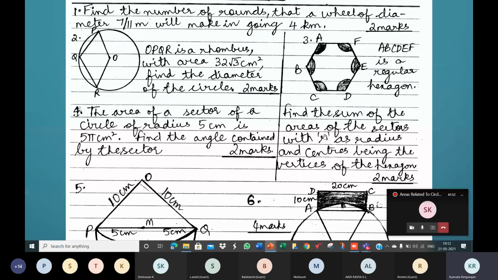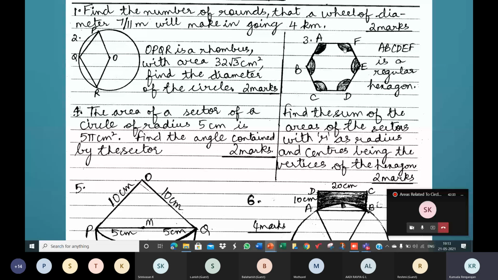This figure is a regular hexagon. These are the sectors. So this shaded region is a sector with center A and radius R. This is a sector with center B and radius R. What you see here is a sector with center C and radius R. It goes like that, D, E, and F. So find the sum of the areas of the sectors. How many sectors do we have? 6 sectors.